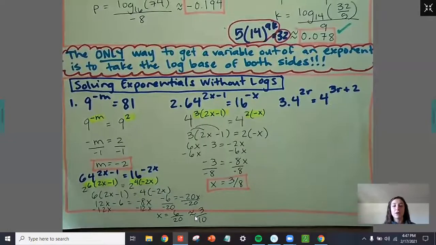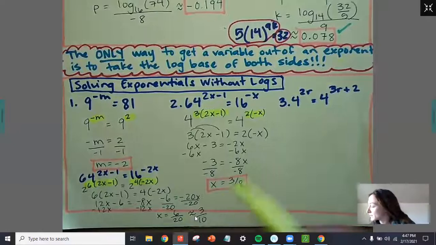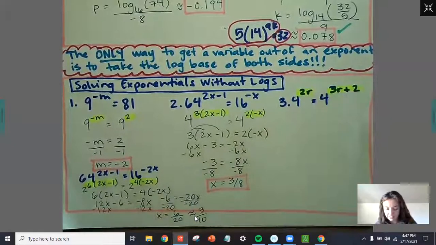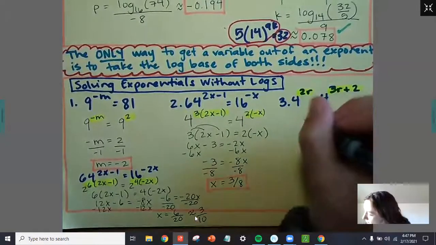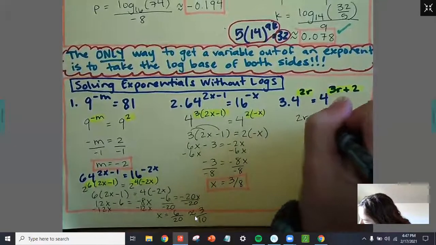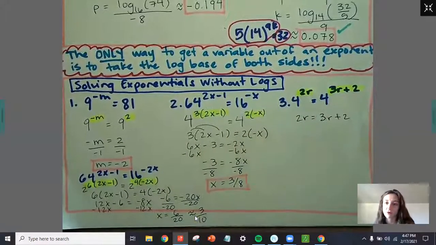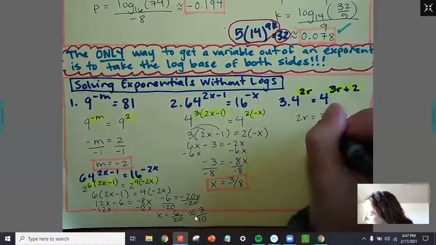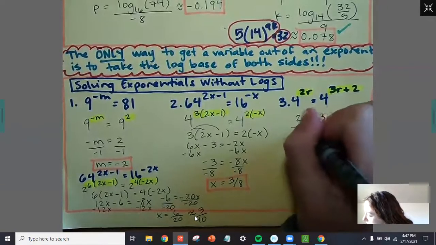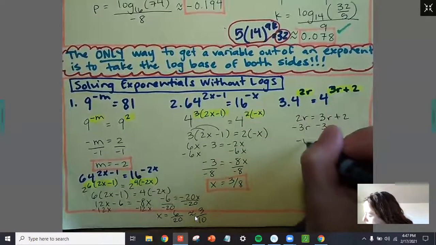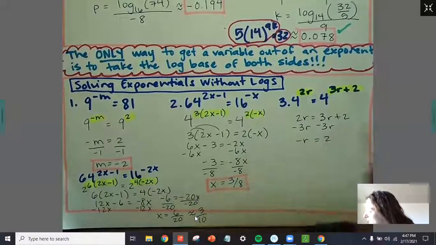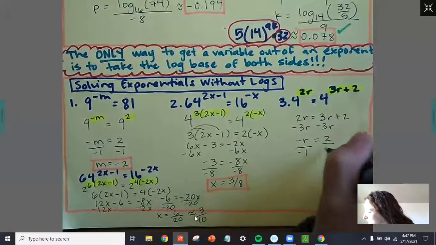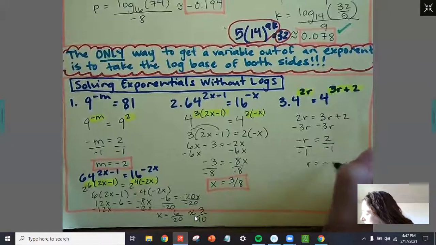But let's move on to problem number 3. And this one we actually already have the bases equal to each other. So we're just going to set those equal. And we're going to solve for r in this case. So let's subtract 3r from both sides. That's going to give us negative r equals 2. And then we're just going to divide by negative 1 on both sides. So that means that r equals negative 2.